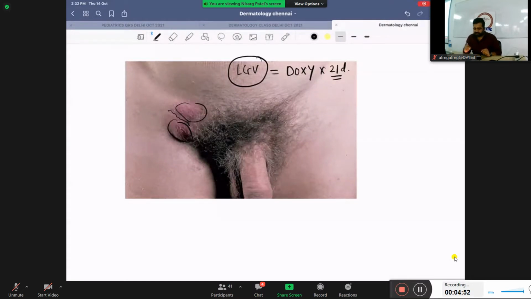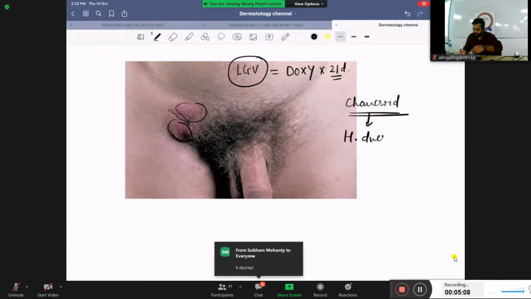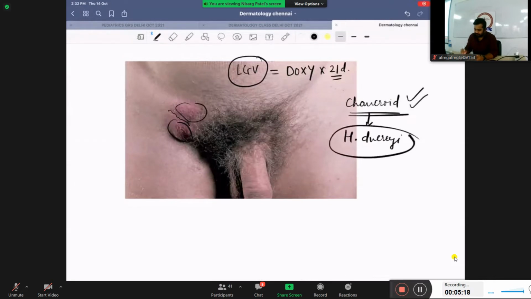Suppose this lymphadenopathy is because of chancroid. If it is because of chancroid, what is the causative agent of chancroid? The causative agent of chancroid is Haemophilus ducreyi. Ducreyi always makes you cry. Painful ulcer, painful lymphadenopathy. Haemophilus ducreyi. What is the drug of choice? Drug of choice is azithromycin. You just have to give one dose, which is 1 gram.